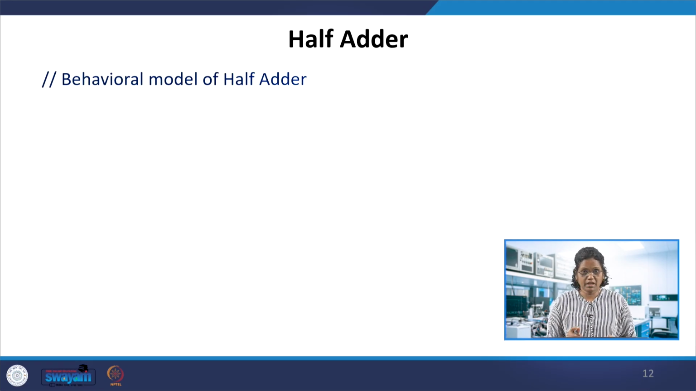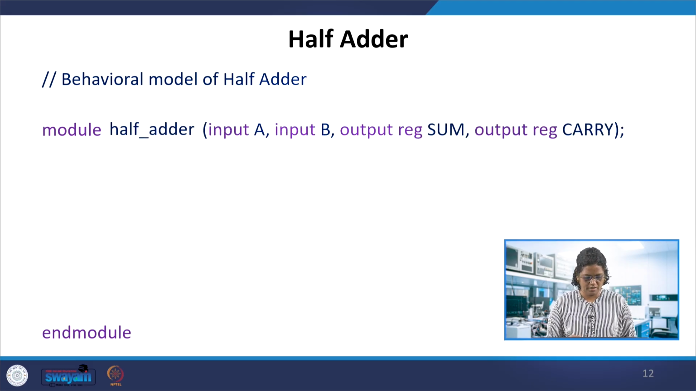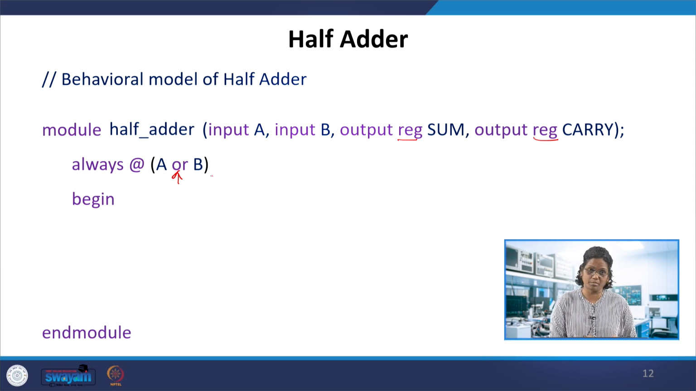And coming to the behavioral model. In the behavioral model, the module is the half adder, input A, B, and the difference you can see is the output reg, sum and carry. So the declaration part is done, and then always @(A or B). This or has nothing to do with the OR gate. If you mention A or B, that means signal A or signal B. Whenever there is a change in A or B, this gets executed.